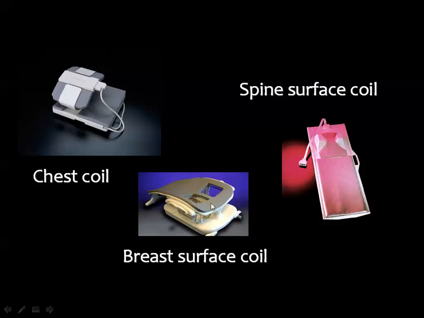The patient lies in the prone position, each breast is put in one of these holes, and then the surface coil is very near to the breast and also will not move with respiration. This is the surface coil of the spine, where the patient lies in the supine position. The surface coil is very close to his back and it will not move with respiration.